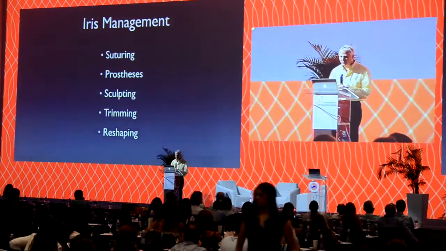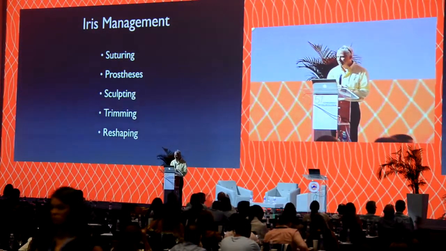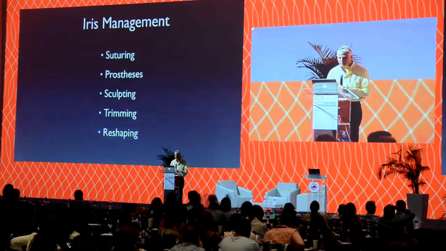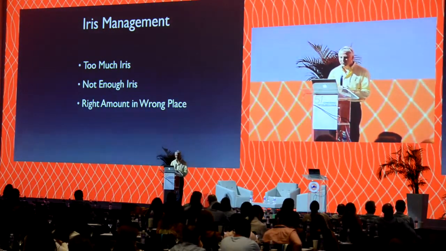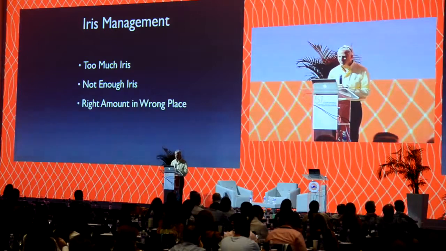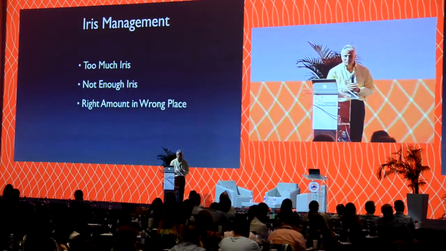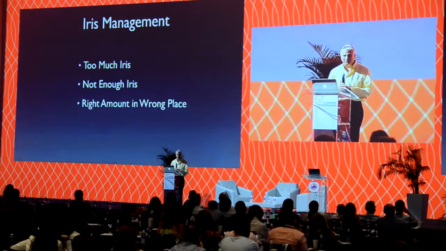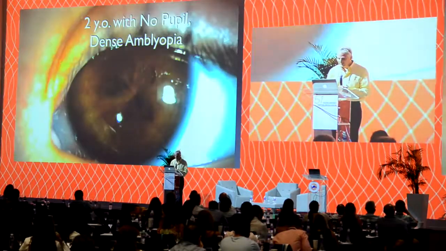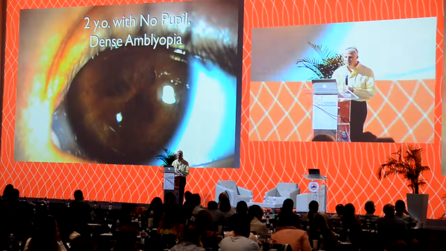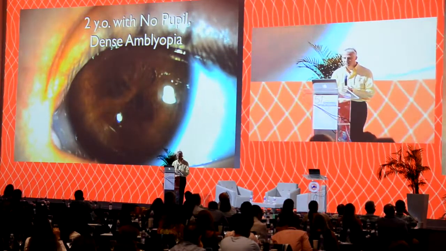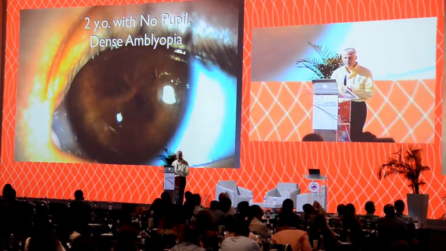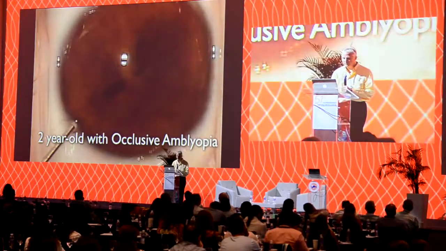So we're going to talk about different approaches to iris management. I'm going to skip most of the suturing because Ike's done a really good job talking about that. But if we think about it, there's 3 ways we can have a problem with the iris. Either we have too much iris, we have not enough iris, or we have iris in the wrong place. So this is a case of too much iris. This 2-year-old child had dense amblyopia because of a very prominent persistent pupillary membrane.